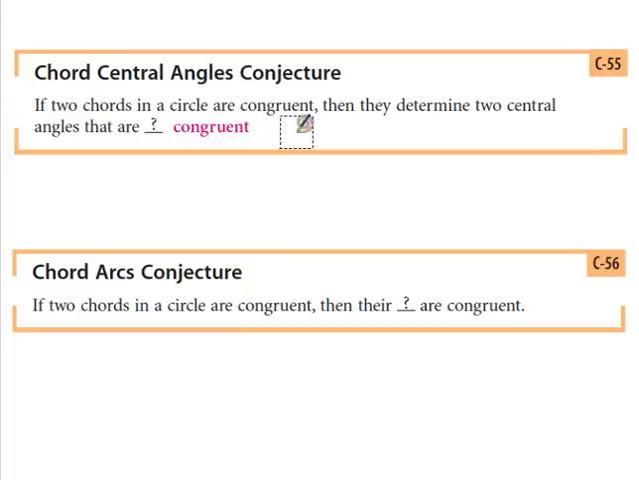What do you think will go in the blank on the chord arcs conjecture? And their intercepted arcs are congruent. It's dealing with arcs. Okay? So if two chords are congruent, their central angles are congruent. Also, their arcs are congruent as well.